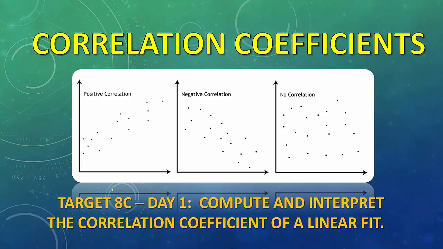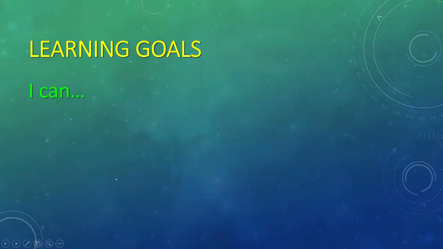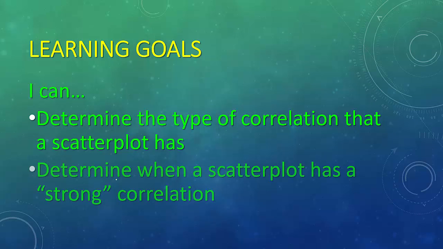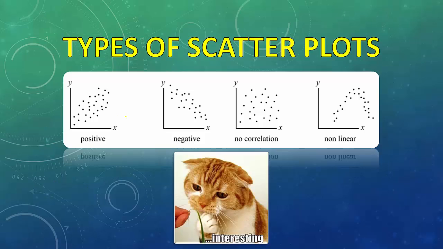All right, so we are covering correlation coefficients today, and this is day 1. Learning goals for this lesson. I can determine the type of correlation that a scatter plot has and determine when a scatter plot has a strong correlation. So there are different types of scatter plots.